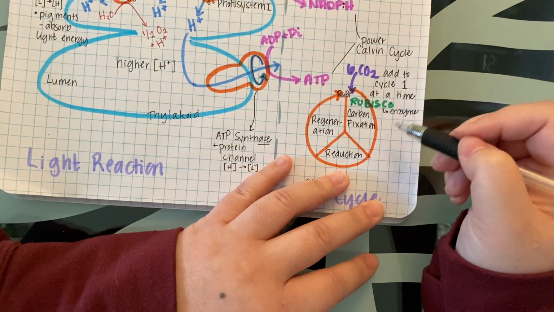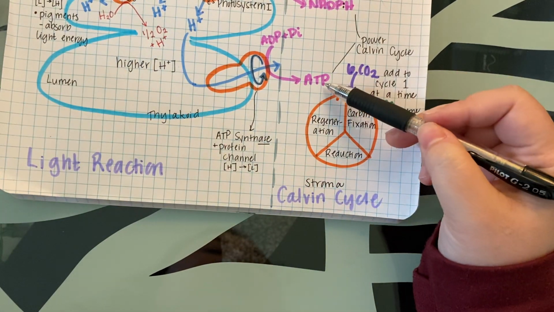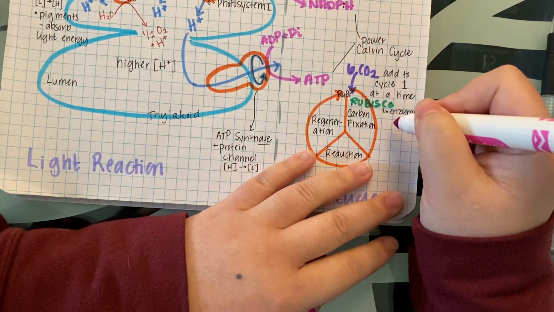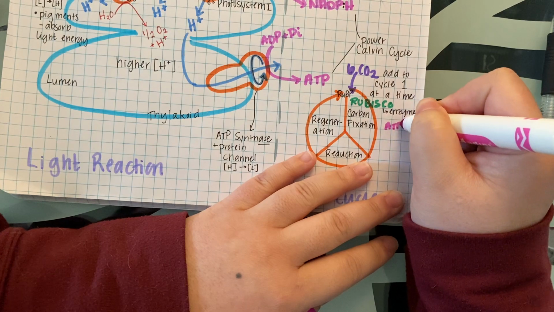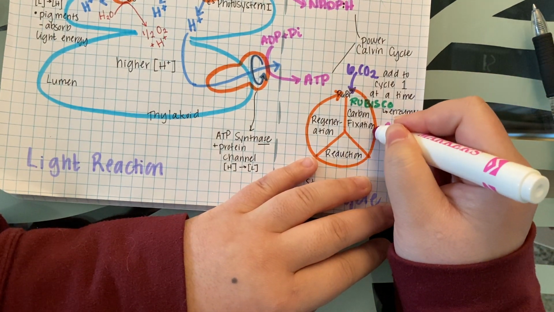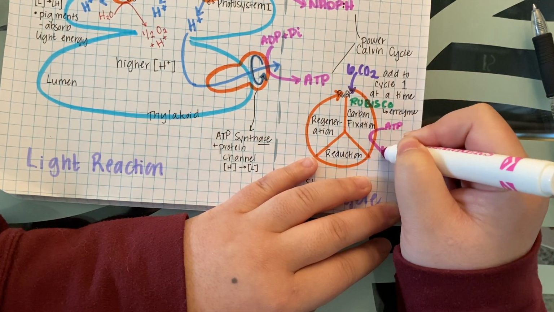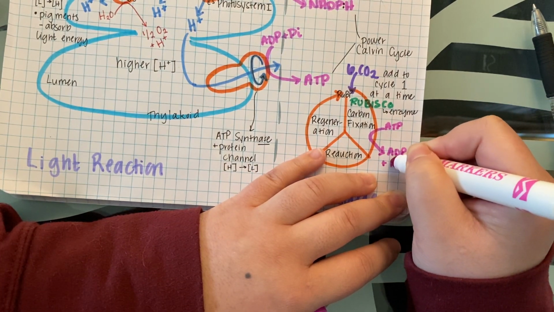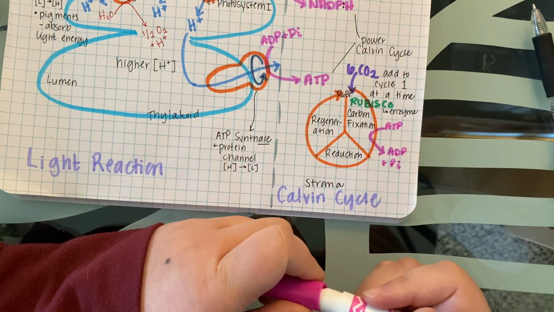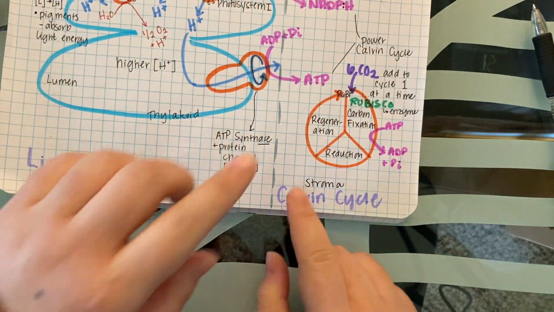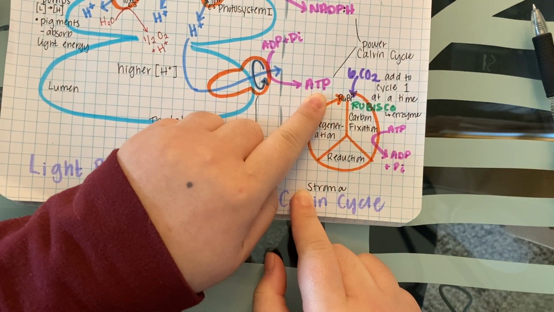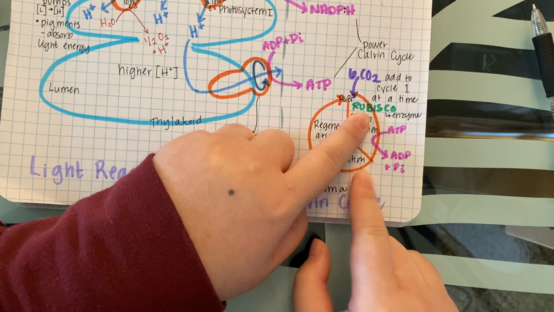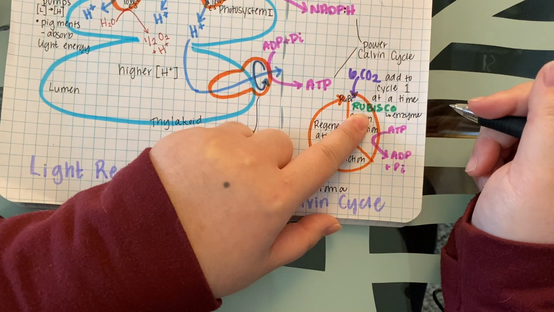It's going to take energy to do that. So we're going to use ATP to run the carbon fixation stage. We take the ATP that we got from our light reaction and add it into the carbon fixation stage, and we end up with ADP and inorganic phosphates. That ATP from our light reaction powers the creation of this molecule, because it is powering an endergonic reaction.